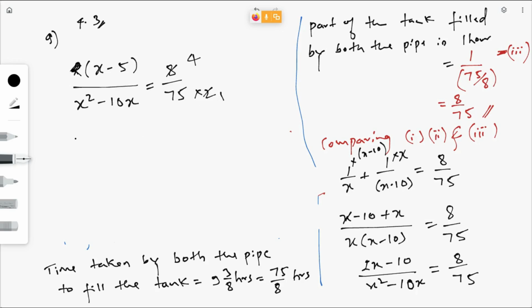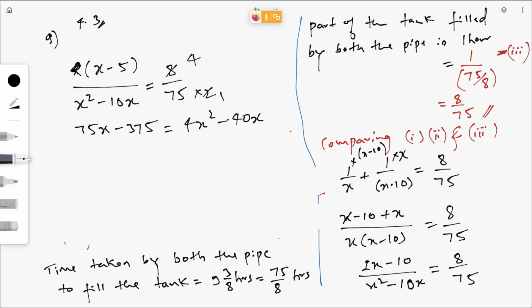Okay, now cross multiply. 75 into x, 75x minus 75 into 5, 375. Yes or no? Let me know if there are any mistakes here. 4 into x, 4x square, and then minus 40x. Anything wrong here? No, sir, it is correct.